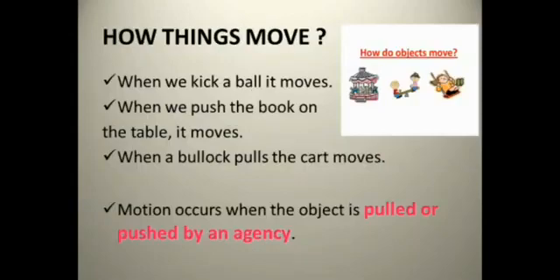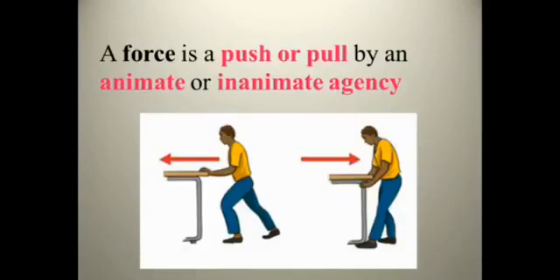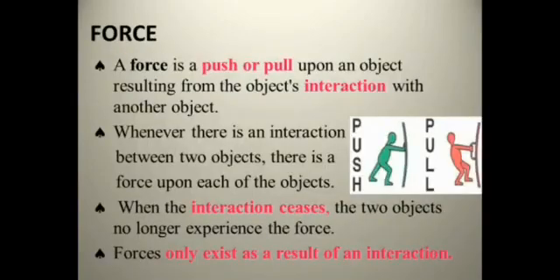And next, we saw how things move. Motion generally occurs when an object is pushed or pulled by an agency. Next, we looked into a few examples, and then we saw that a force is a push or a pull that is caused by an animate or inanimate agency. So what is an animate agency? An animate agency is the representation of a living character, whereas an inanimate agency is something that is not alive.